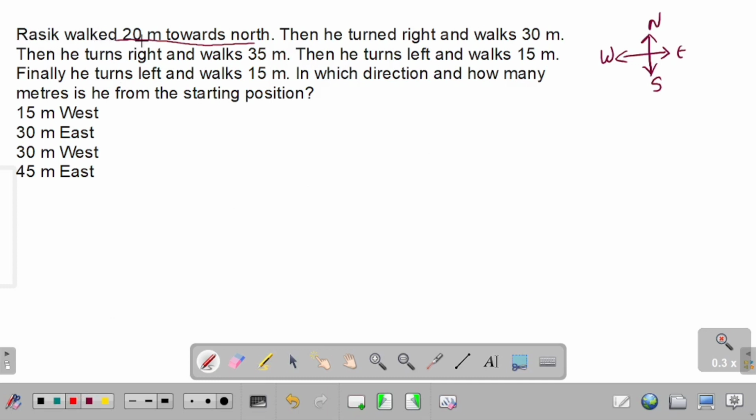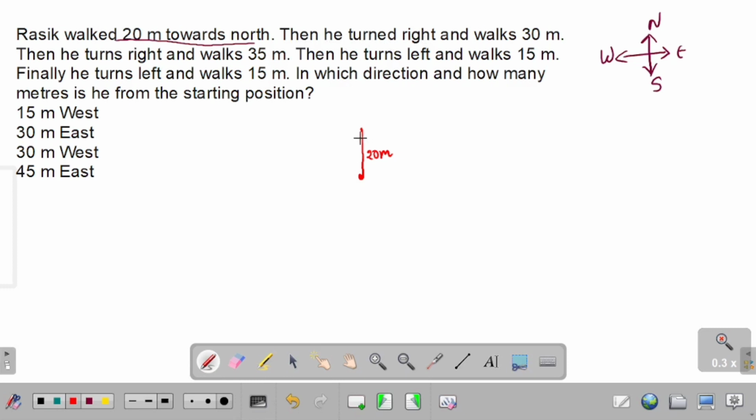So see now, Rasik walked 20 meters towards the north. So this is the starting point. He walks 20 meters towards the north. Okay, right. So this is 20 meters towards the north. Completed. So now, then he turned right.